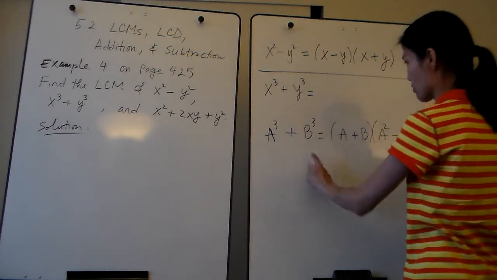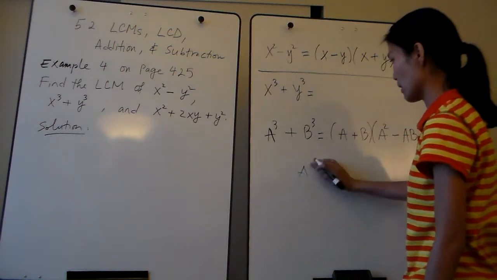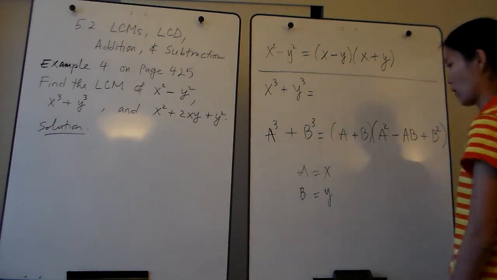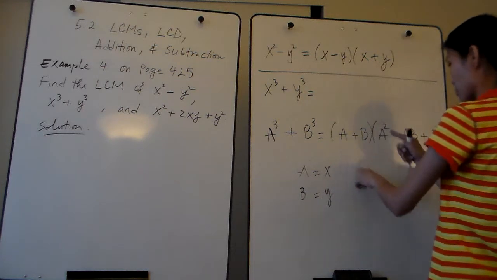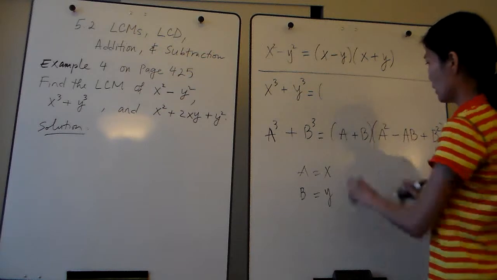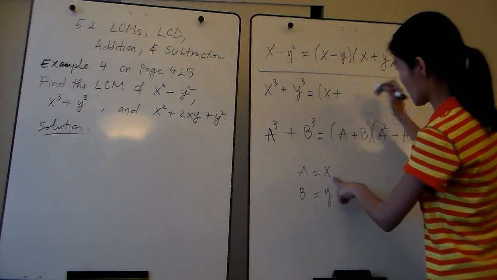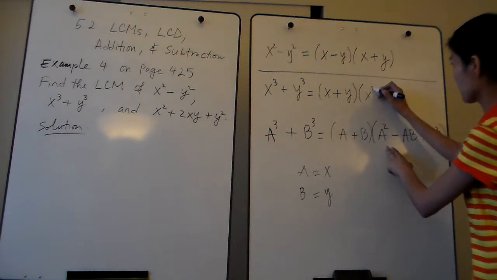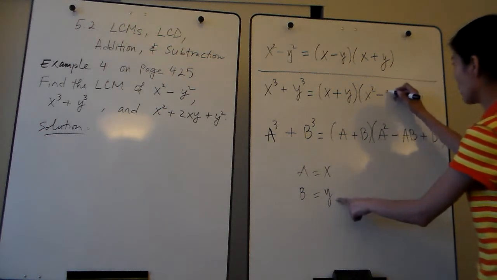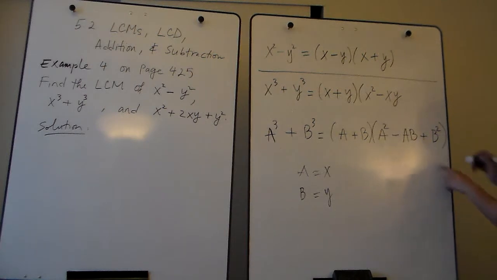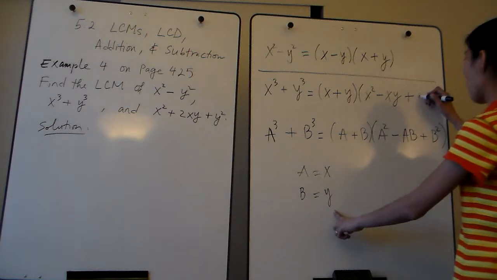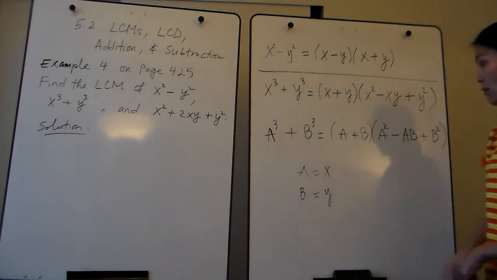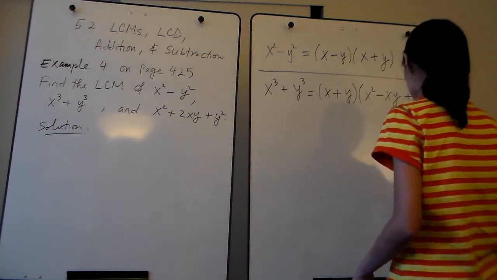So a to the third power is x to the third power, so a is x. How about b? b is y. This can help you when you apply the factors. So we have a plus b, which is x plus y. How about a squared minus ab plus b squared? a squared is x squared, minus a times b, which is x times y, plus b squared, which is y squared. I just use this formula because they have the same format. So we're done factoring the second expression.